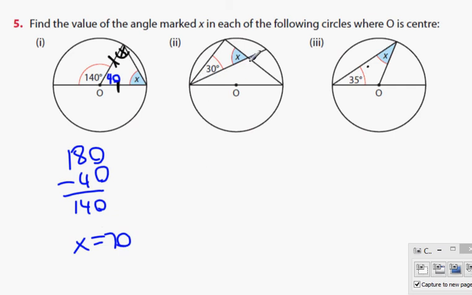Okay. What about this one here? Look at the triangle that has the x in it. What can you tell me about this angle here? Anybody? It's 90. What does that make x then? 90 plus 30 plus x, so 60. Okay, next one. What type of triangle is this? This side equals this side, doesn't it? That means that angle equals that angle, which makes x 35.